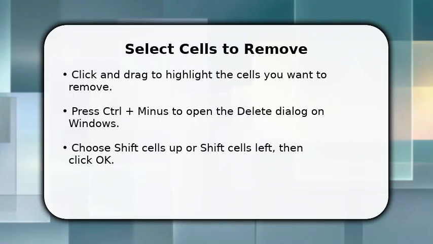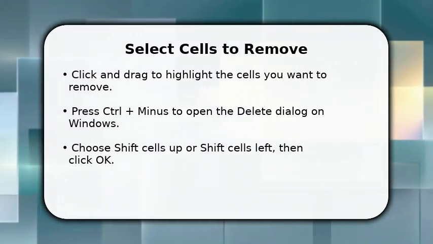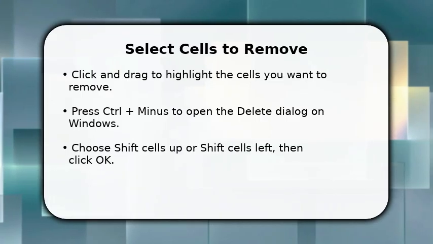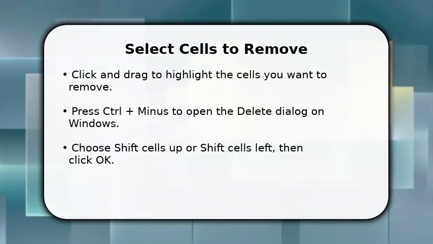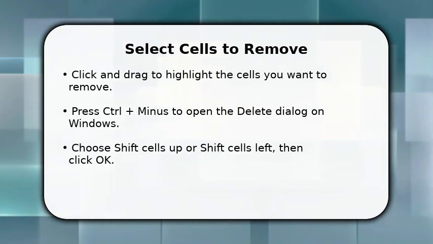In the dialog, choose Shift Cells Up or Shift Cells Left depending on your layout. Click OK to apply the change and observe how adjacent cells move. If you made a mistake, press Ctrl+Z immediately to undo the action.